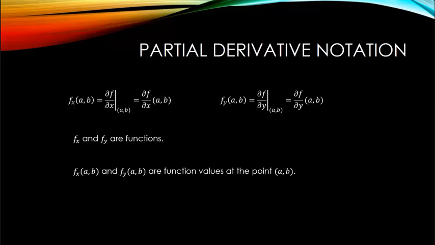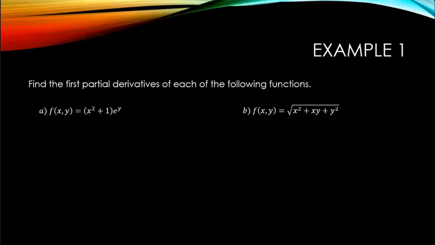So if I just have the fx and the fy, it's just a function. But if I give you the point (a, b) next to it, it's talking about looking for a function value. Let's work some examples. I want to find the first partial derivatives of each of the following functions.